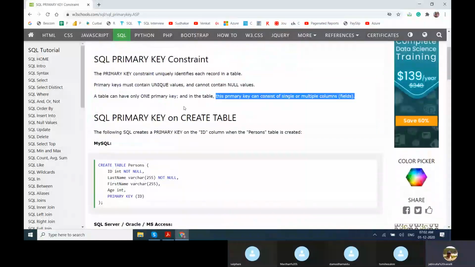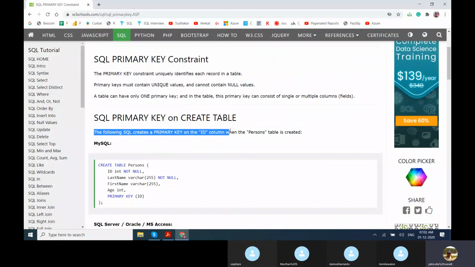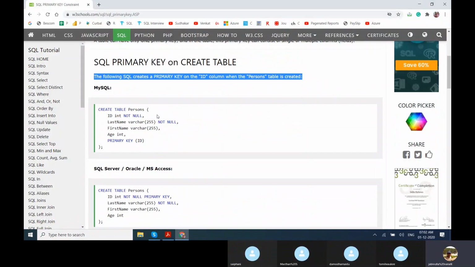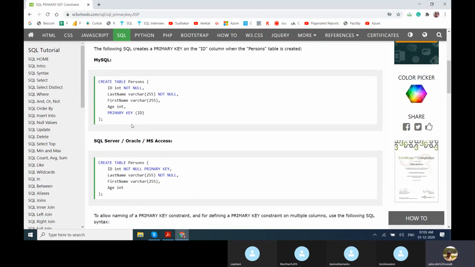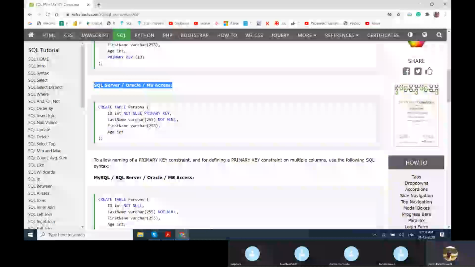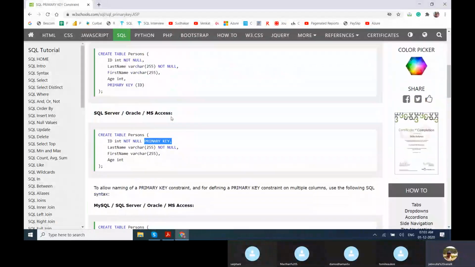Okay, so the following SQL creates a primary key on the ID column when the person table is created. CREATE TABLE person, ID int NOT NULL, first name, last name NOT NULL, age NOT NULL, PRIMARY KEY (ID). They declared it as a primary key. This is in MySQL. In SQL Server, Oracle, or MS Access, you directly declare it there with PRIMARY KEY. That is the difference. That's it.